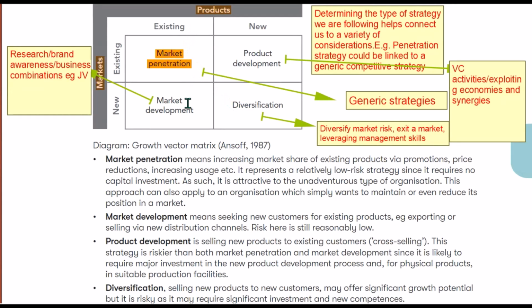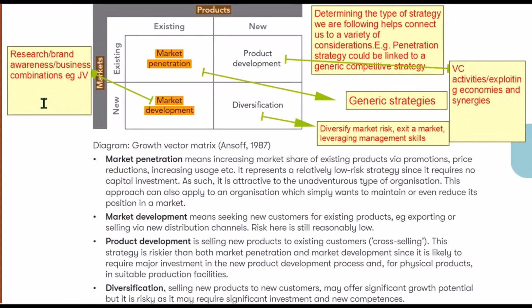What about existing products into a new market? Well, that's called a market development strategy. Again, there are lots of things connected to this kind of strategy. The first is, of course, research. What's a new market like? More brand awareness: not only how well is our brand known, but how well are our competitors' brands known? How do we find out?